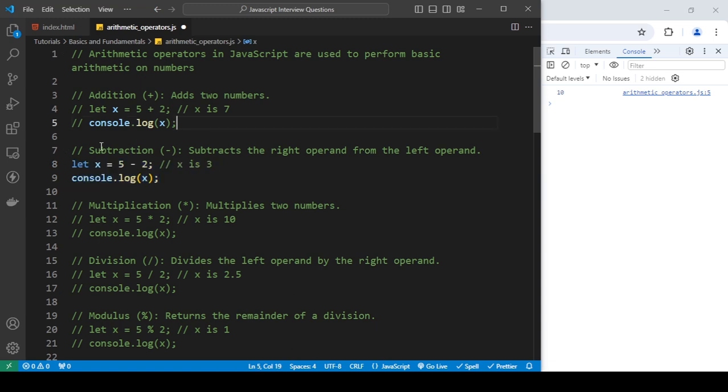So the next one is subtraction, which is minus. It subtracts the right operand from the left one. So as you can see, 5 minus 2 is 3, and let's say 5 minus 6, for example. If you consider what this could be, it's going to be minus 1. There we go, minus 1.